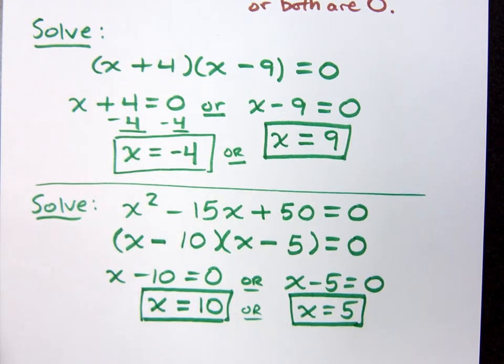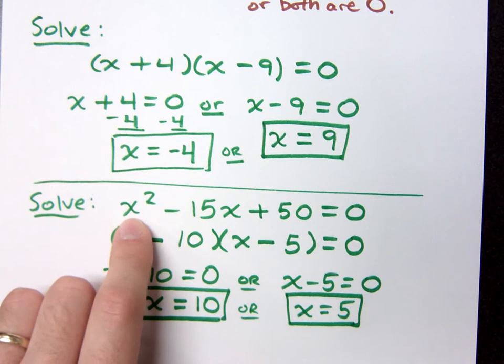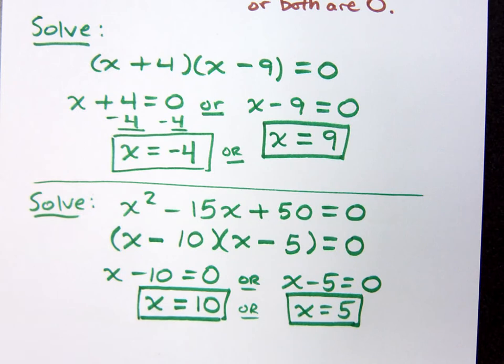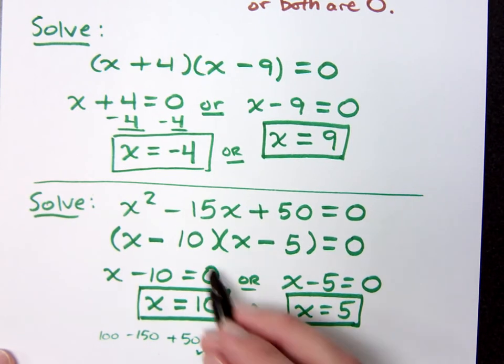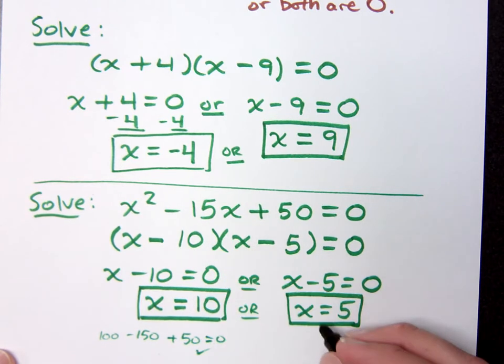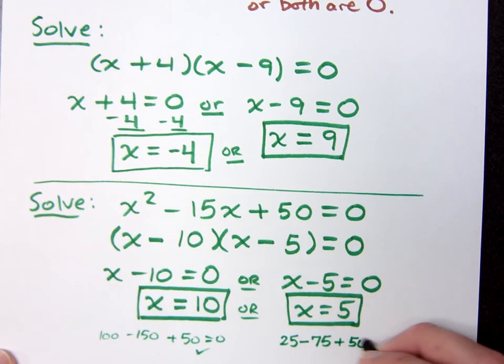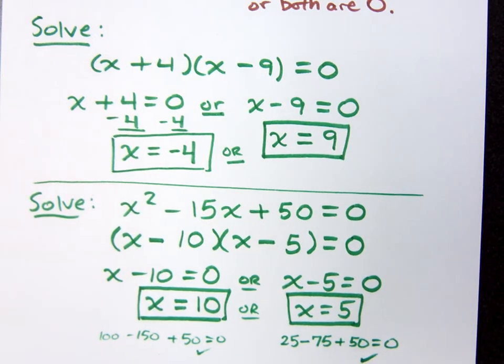If I plug in 10, I get 100 minus 150 plus 50, and that does equal 0. How'd you get 150 again? 15 times 10. If I plug in 5, I get 5 squared, which is 25, minus 15 times 5 is 75, plus the constant 50 that was already there. Does that equal 0? Yes. So it's pretty easy to check that both of those guys do work out and are true in my original equation.